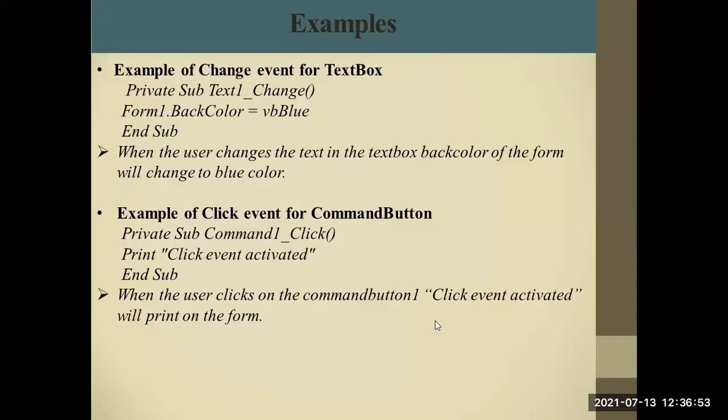Now this is an example. Just go through this slide once and see how we are looking at the example. You can see the Change event is reflected here. First of all, we use Private as an access specifier. Now we are using a procedure, and the name of the procedure is Text1_Change. Whenever I type in Text1, the Change event is triggered. As I already described, it is used for editing the text in your text box.